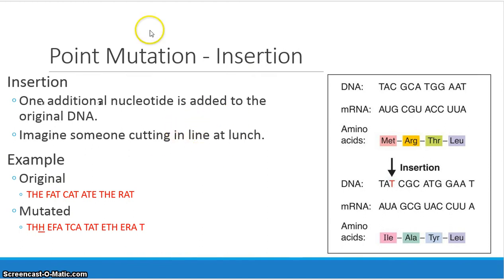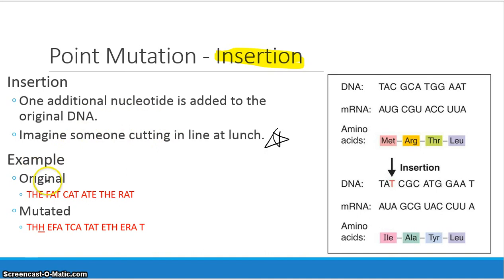The next type of point mutation is called an insertion. Okay, so just like it sounds, we are now inserting a new nucleotide. All right, so in an insertion, we have one additional nucleotide that is added to the original DNA. Now, I want you to imagine that someone is cutting in front of you in the lunch line.